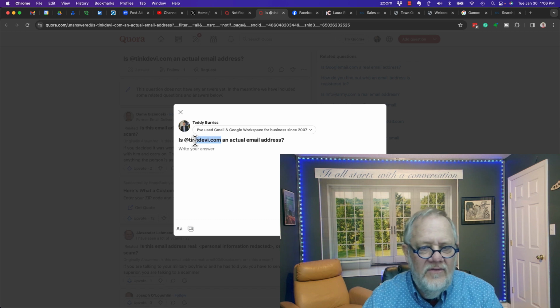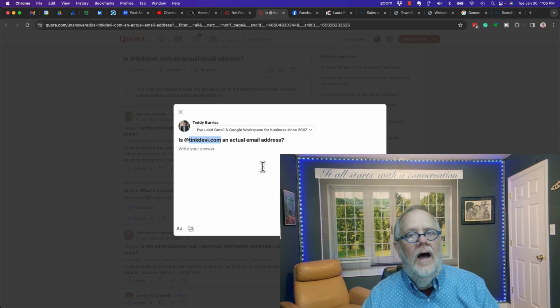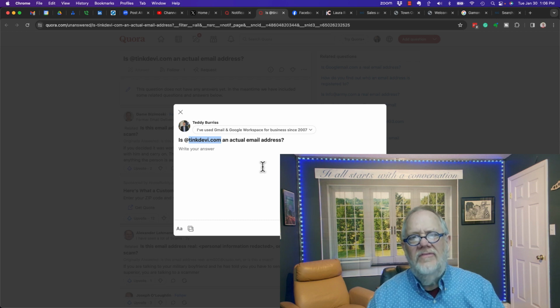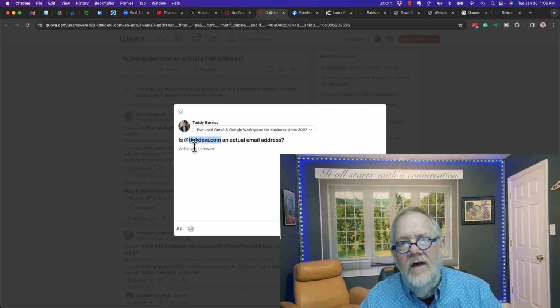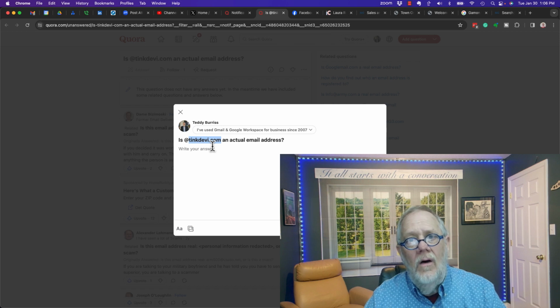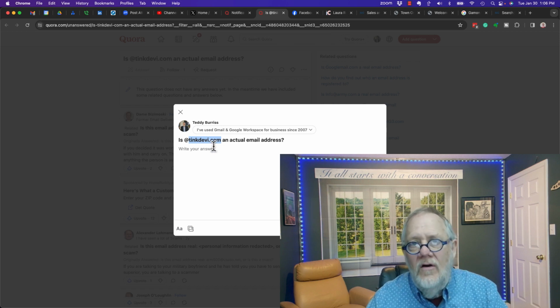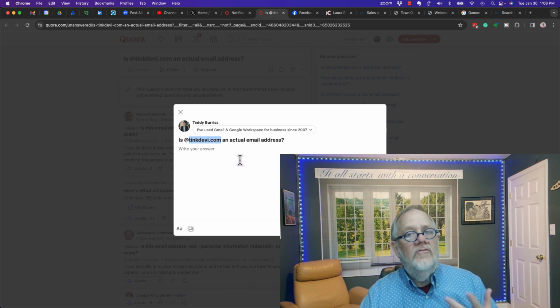At best, it's an email domain name with the at symbol in front of it. But I think the person who asked the question knows it's not an actual email address. However, what I want to address is, what is this? Could this be an email domain? Could it be a website domain? Yes or no? And here's what I want to share with you.